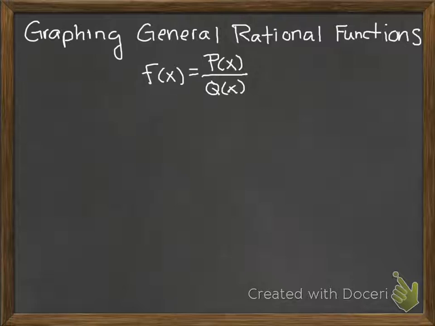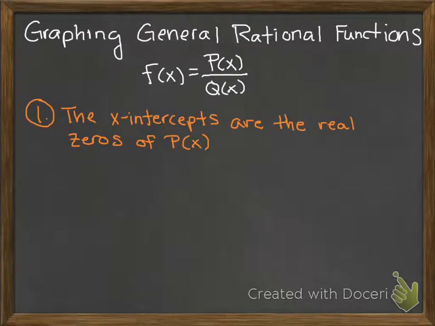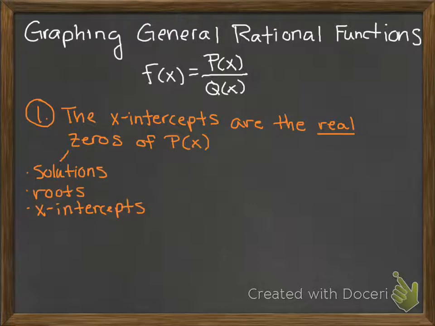The first thing that we're going to talk about is how to find the x-intercepts of all rational functions. The x-intercepts of rational functions are the real zeros of p of x. Before we can do anything with this, we have to understand what it's saying. Real zeros versus anything else means that we're not looking for imaginary numbers. Remember that there are three other words for zeros: solutions, roots, and x-intercepts. All four of those words mean the same exact thing.